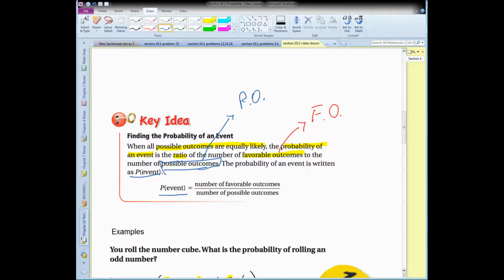The way I write this, so that you don't have to write the whole formula out, is I write the probability of an event equals the FOE over the PO. Okay? And remember, this is a fraction that we always have to write in simplest form. Okay? So let's look at some examples.